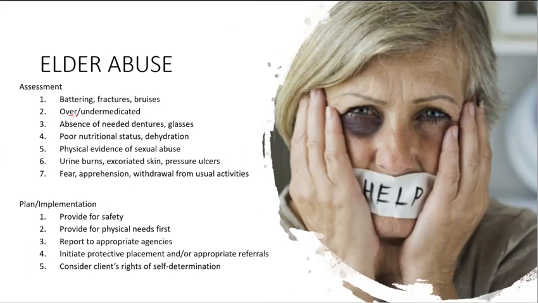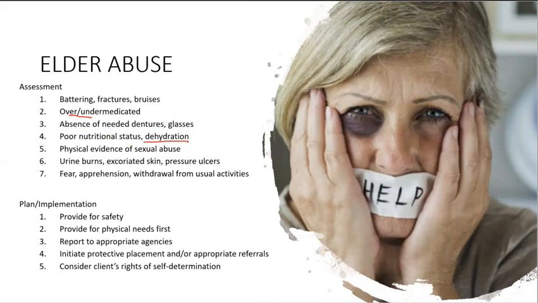You would also notice that most times they are over or under medicated. The caregiver can be over medicating the client so that they are sleepy and they don't have any job to do. There could be an absence of needed dentures. Or obviously, you see this client needs glasses, but again, she doesn't have one. So that could be elder abuse. You will notice poor nutritional status. You will notice dehydration. There will be physical evidence of sexual abuse.